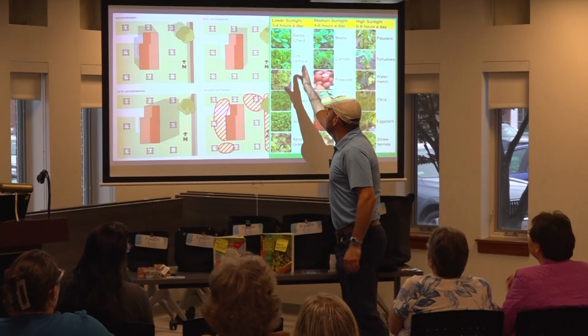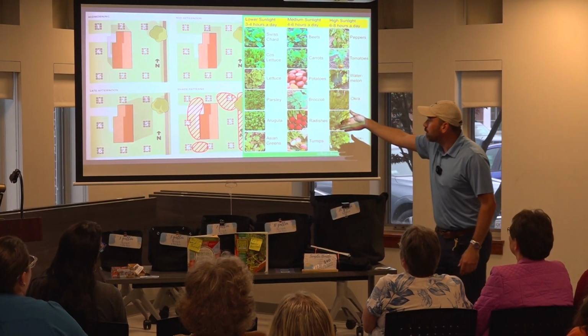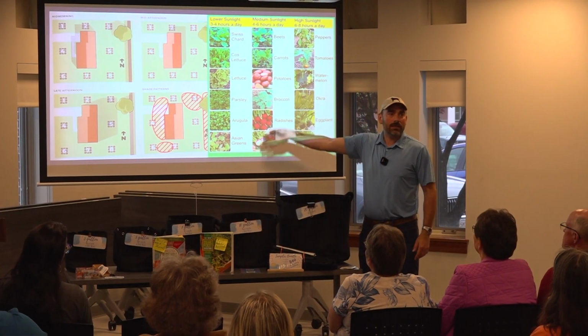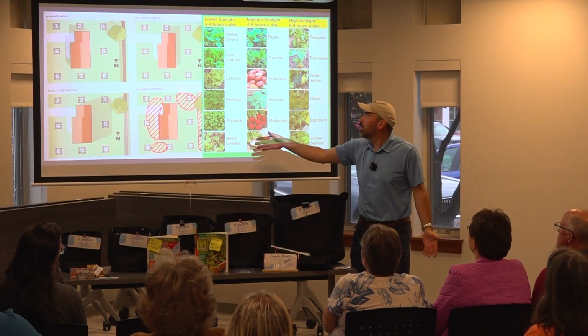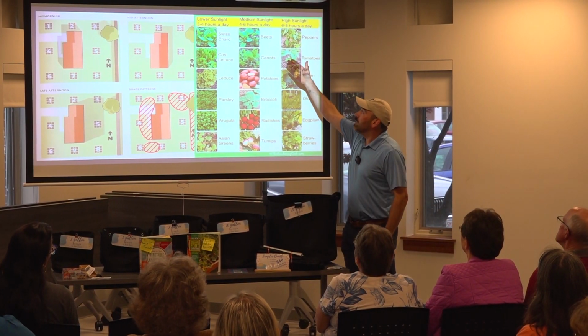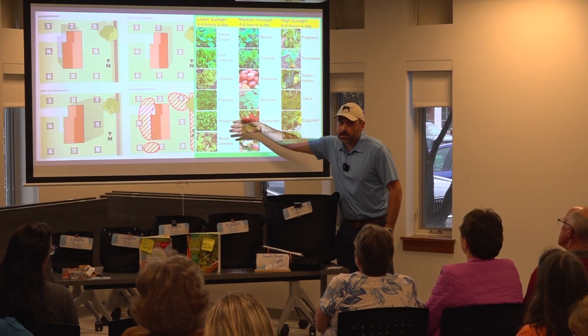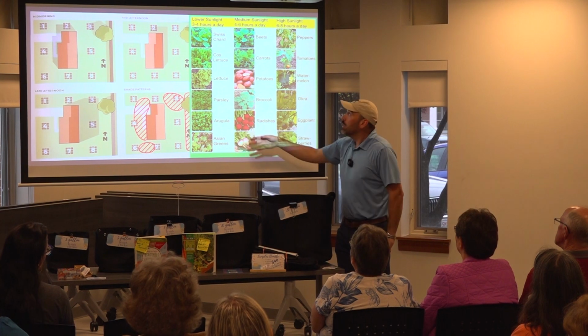But things that need less sunlight are leafy things: Swiss chard, lettuce, parsley, arugula, herbs. Less light. They don't grow as big, and they don't need as much light. These are things that you could plant in a shady spot. They're going to do okay.